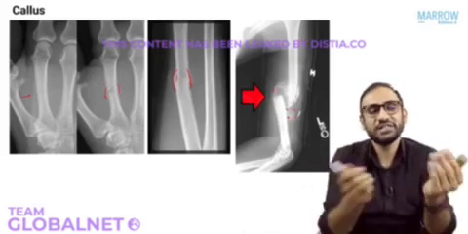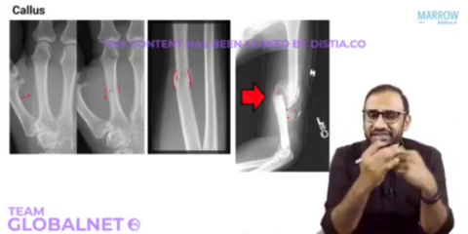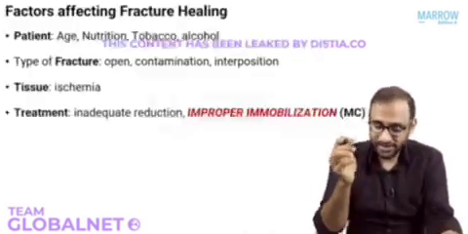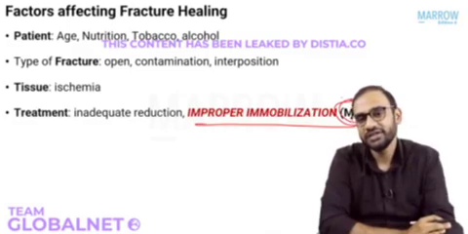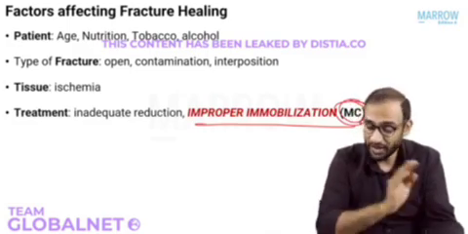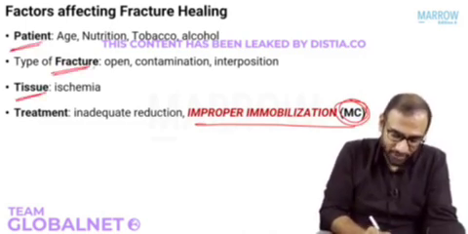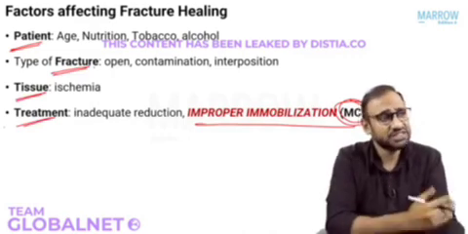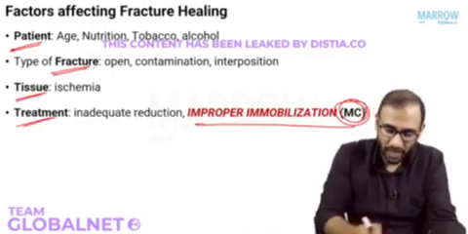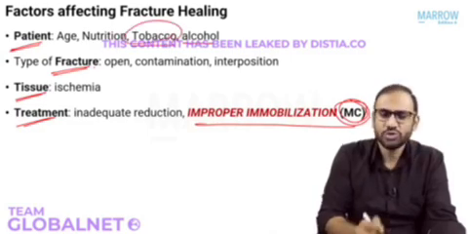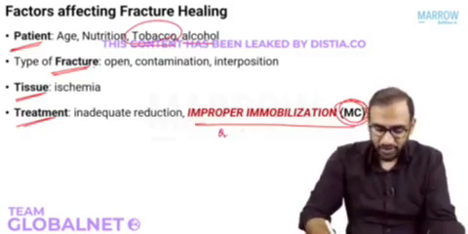If there is movement at the fracture site, means if you have not splinted it properly, if you have not used the bandage properly, if you have not used the POP cast properly, then there is movement at the fracture. So improper immobilization is the most common cause of non-union. Please remember this. What are the other causes? There can be patient causes, there can be fracture causes, there can be tissue causes or treatment causes.